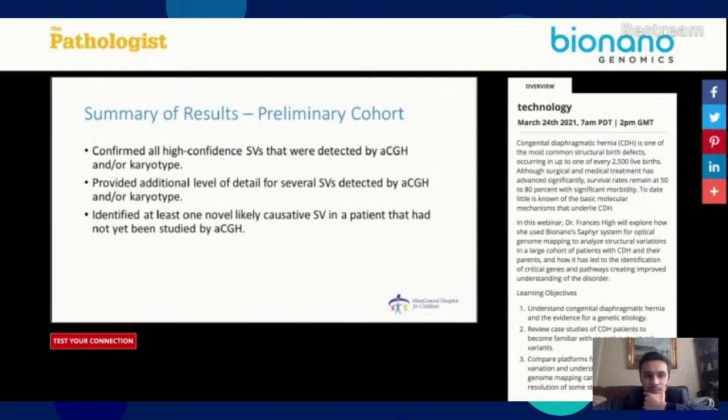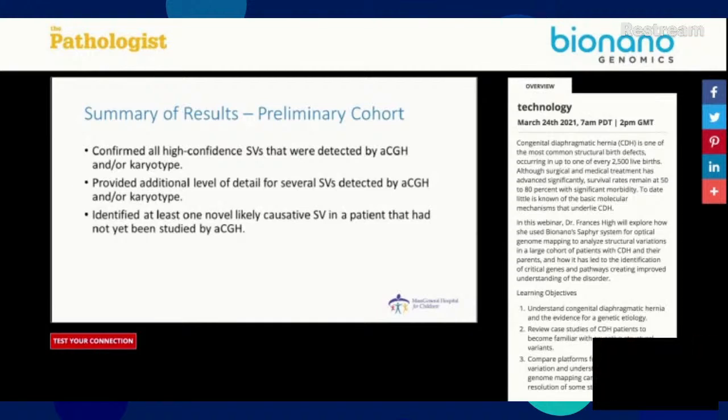So I'll just summarize the results. From our preliminary cohort, this analysis is complete. That's the 19 patients. We confirmed all high confidence structural variants that were detected by array CGH or karyotype.